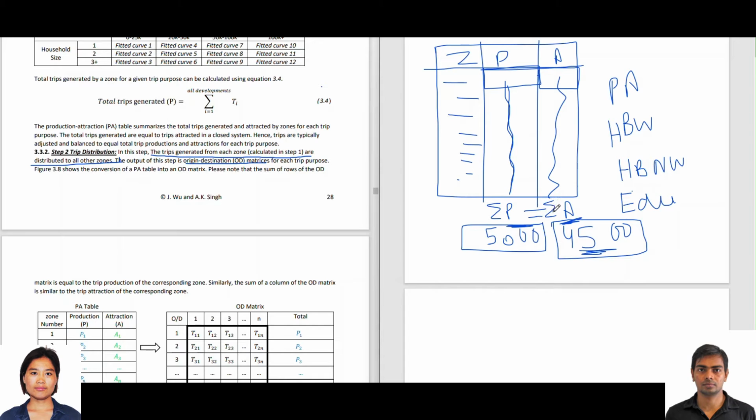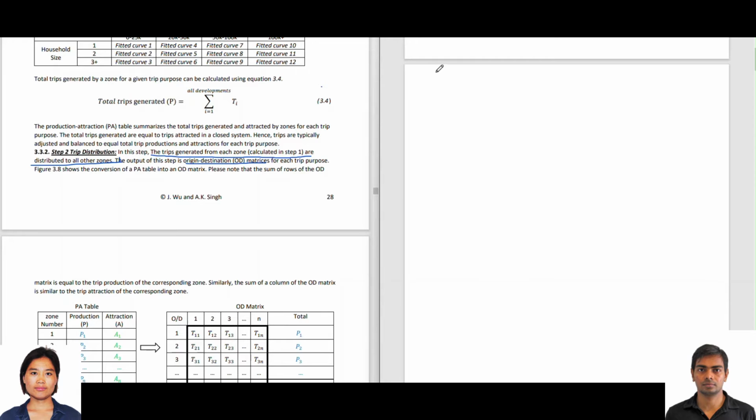We will look at how we balance this out, but for simplicity, let's assume that total production and total attraction are balanced and they are equal. So let's say this is our PA table.